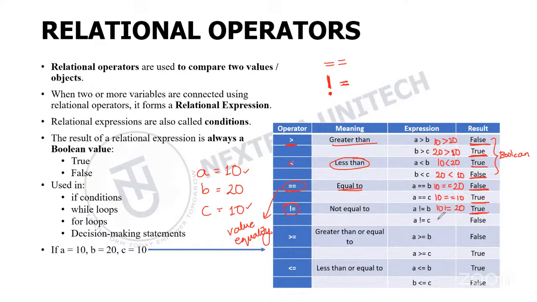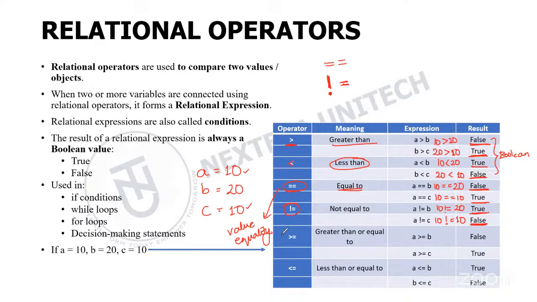And then we have a not equals c. So 10 not equals 10. But 10 is equal to 10, right? The values are the same. So this not equal to will be a false statement. So that is not true. So this is false.